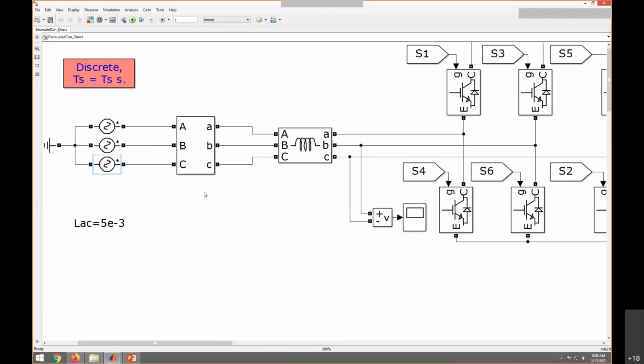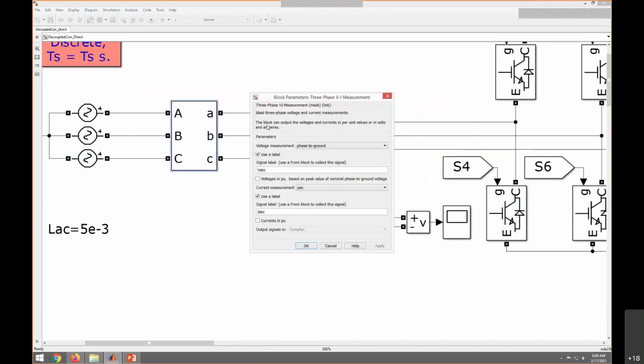In this block, I'm measuring three-phase voltages and three-phase currents. Here I'm measuring the phase to ground voltage, that is, the phase voltage. I labeled these as VABC and IABC.